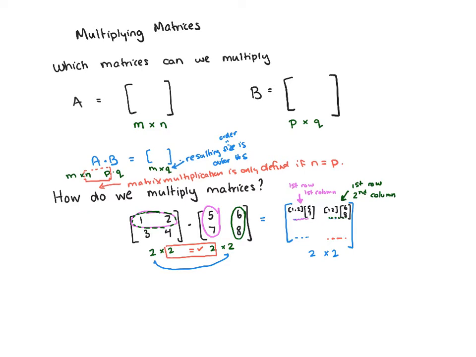Okay, down here, this is the second row, first column of the matrix answer. So what I would need to do to get that is go to my second row of the first matrix and the first column of the second matrix and multiply those together. So I do 3, 4 times 5, 7.